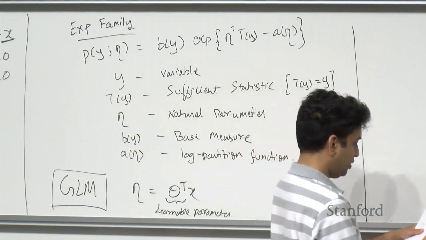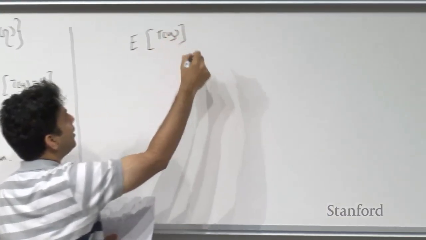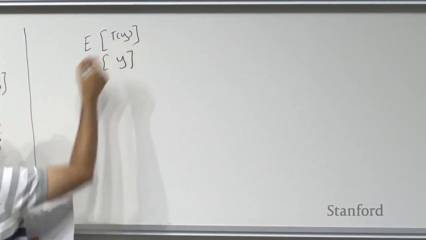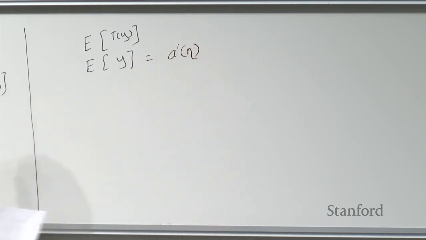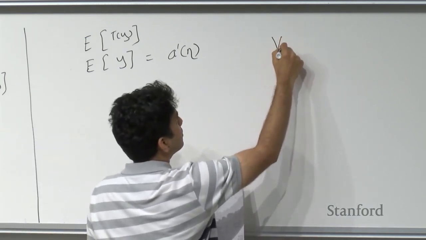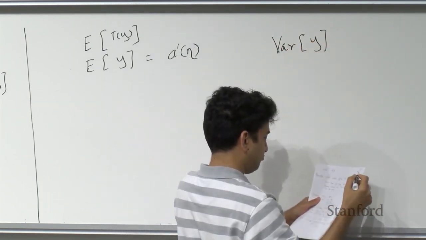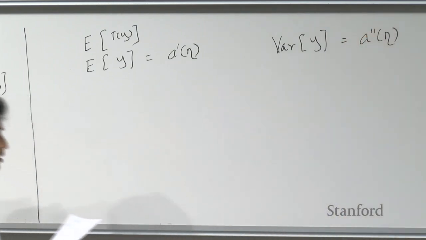we also showed these special properties. So first of all, the expectation of T of y, or in general just the expectation of y, where T of y equals y, is equal to A prime of eta. That is the derivative of the log partition function, evaluated at eta. Right? And similarly, the variance of y, or variance of T of y, is equal to the second derivative, A double prime of eta, right? You showed this in homework 1, problem 4, right?